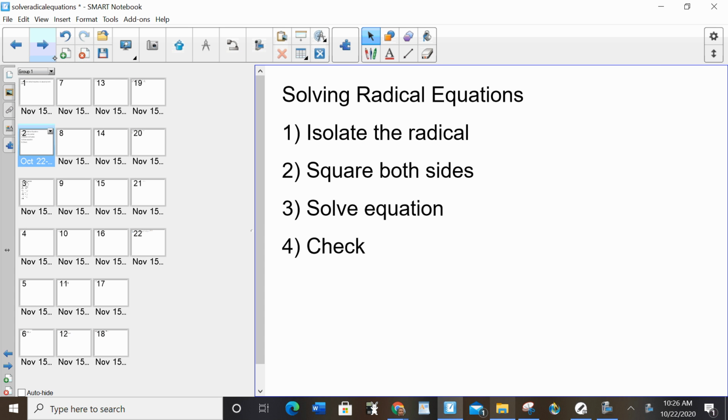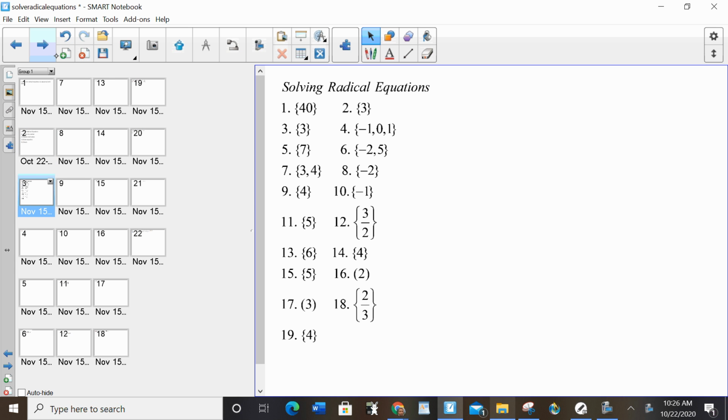We're going to isolate the radical, make sure the radical is by itself on one side of the equation. Then we're going to square both sides. Once we do that, we're going to solve the equation, and we must check. Not check like, let's make sure I didn't make a mistake, but you may have done everything correctly, and one of the answers may not work out, so you need to check.